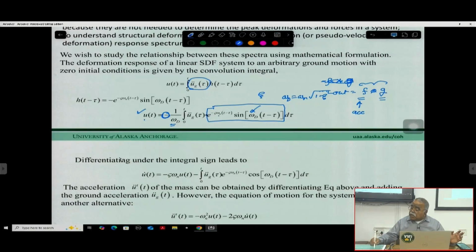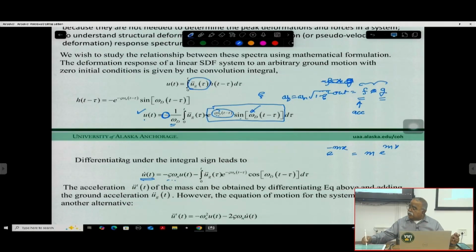Now, if you differentiate this ut, it will be u dot t, right? If I differentiate this, it will be minus xi omega n into ut minus this part, because these functions will be differentiated. So e to the power minus xi omega n t, if you do it, then the xi omega n will come outside, e to the power of the same. So that will be this part, and next it will be the cosine part.